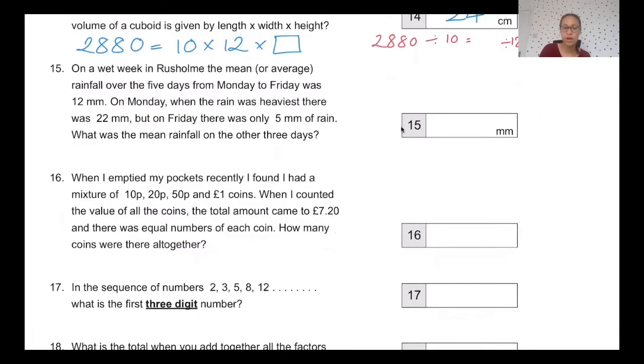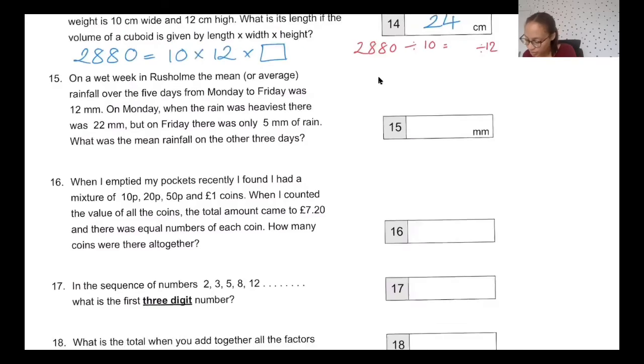Okay. On a wet week in Rusholme, the mean or average rainfall over the 5 days from Monday to Friday was 12 millimetres. On Monday, when the rain was heaviest, there was 22 millimetres, but on Friday, there was only 5 millimetres of rain. What was the mean rainfall on the other 3 days? This one is tough. I'm going to need some room.